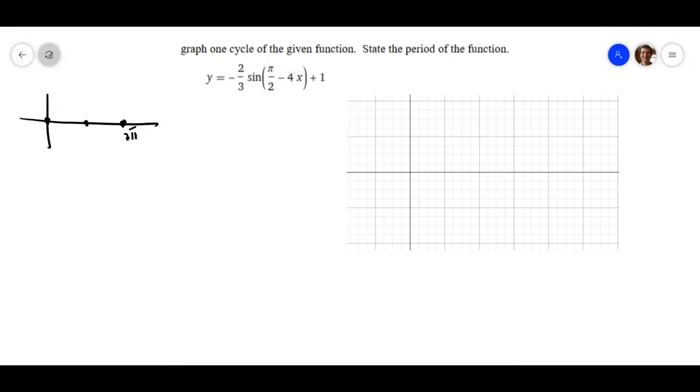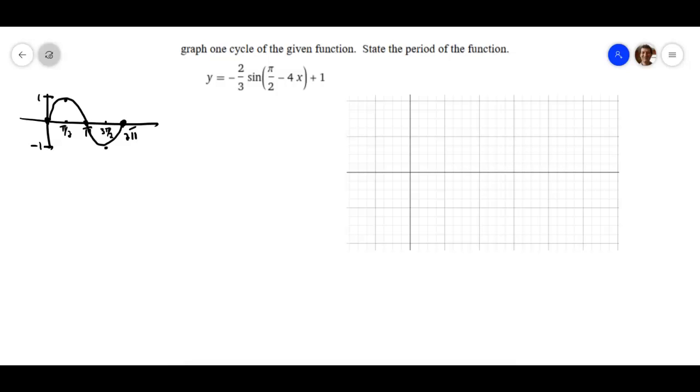Halfway in between, we're at 0. Halfway between there, pi halves, it's up at the amplitude of 1. And then halfway in between the other spots, 3 pi halves, it's down at the amplitude, so at -1. That's our normal information about our sine wave. We have some changes to this one.